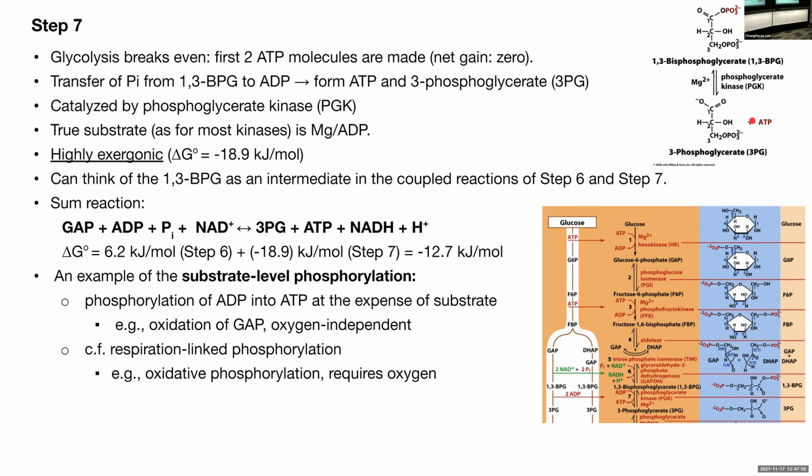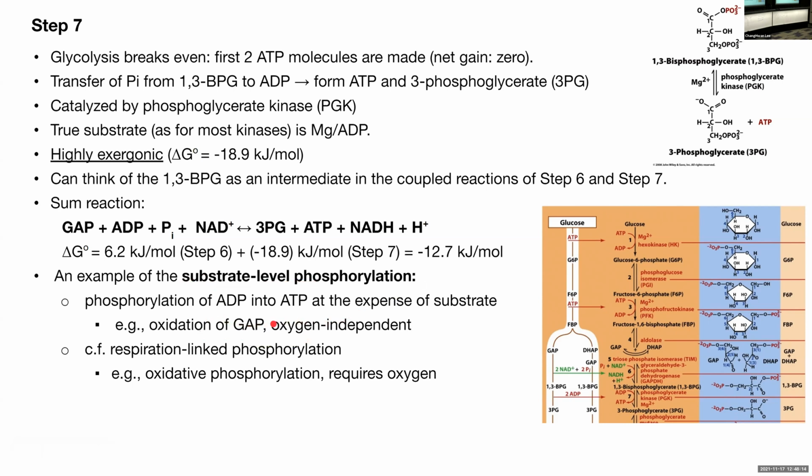So there's a phosphorylation of ADP that happens, right? And that happens at the expense of a substrate. So it takes the inorganic phosphate from the substrate and puts it onto the ADP to make the ATP. And it's called substrate level phosphorylation.